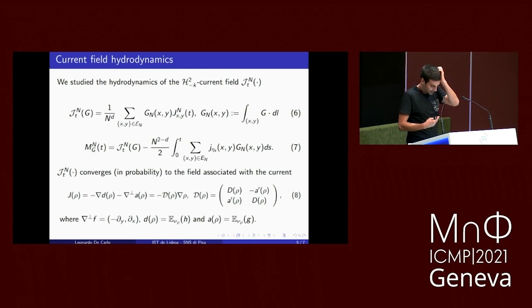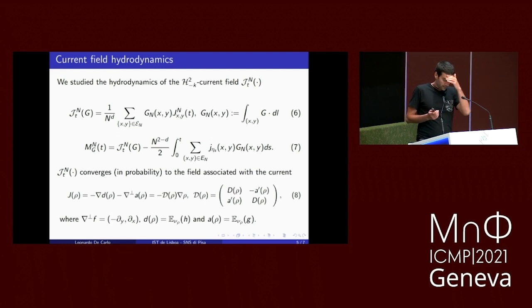And what I can prove is that, in probability, this current field converges to a macroscopic current where I have a gradient term plus an orthogonal gradient term that is a divergence free term. And so it's a macroscopic term that represents vortices. And the diffusion, if I rewrite this current as a diffusion with respect to a diffusion matrix, will be with respect to a positive but non symmetric matrix. Okay, this is interesting because it's a violation of Fick's law.